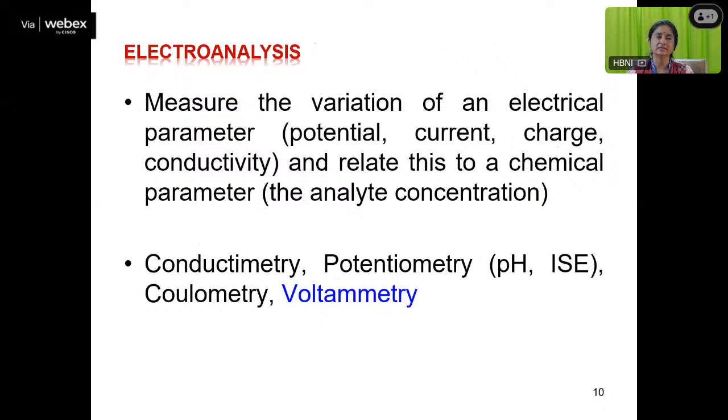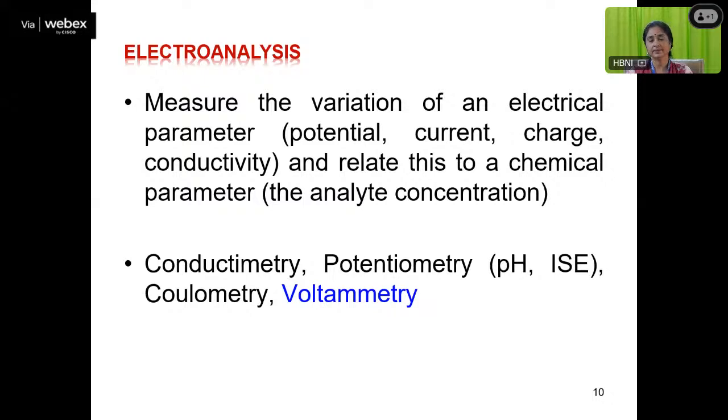Now, what is electroanalysis? With this basics of electrochemistry, electrochemistry is now used for analytical purposes. How? You can measure the variations of an electrical parameter, because all these are measurable quantities. You can measure either the potential, current, charge or conductivity, and relate this to a chemical parameter, that is the analyte concentration in analytical chemistry. Like that, you can use electrochemistry as an analytical method.